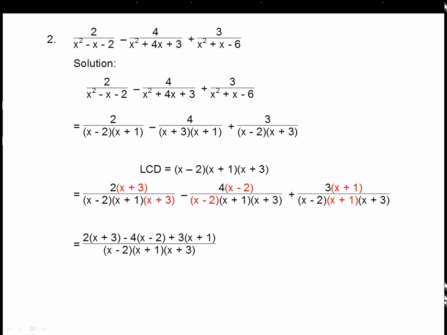So when I distribute in the numerator, I'll have 2x plus 6 minus 4x plus 8. Again, minus is plus 3x plus 3. Okay? So I've dropped the parentheses in the numerator.